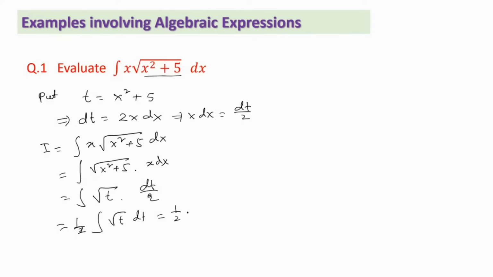So this is equal to half times the integral of the square root of t, which is t to the power 3 over 2 divided by 3 over 2, plus c, which we can write as 1 over 3 t to the power 3 over 2 plus c. Then we go back: t equals x squared plus 5, so it will be 1 over 3 times (x squared plus 5) to the power 3 over 2 plus c.